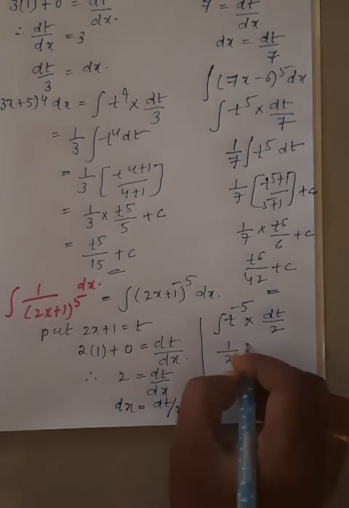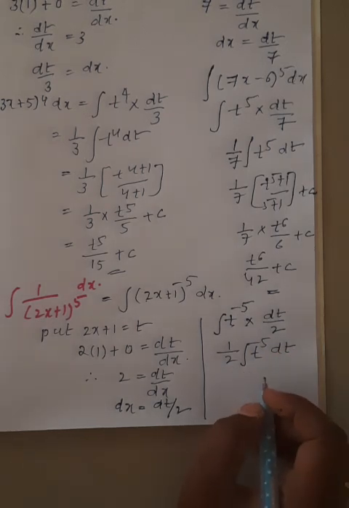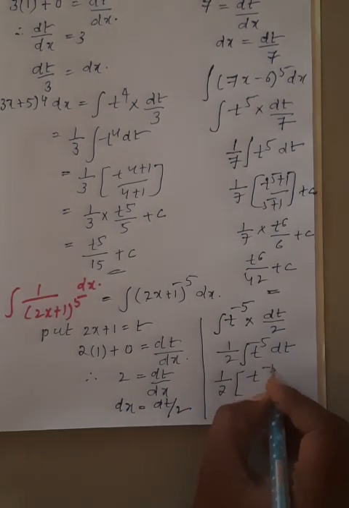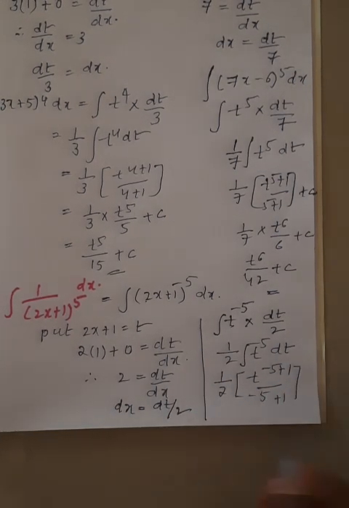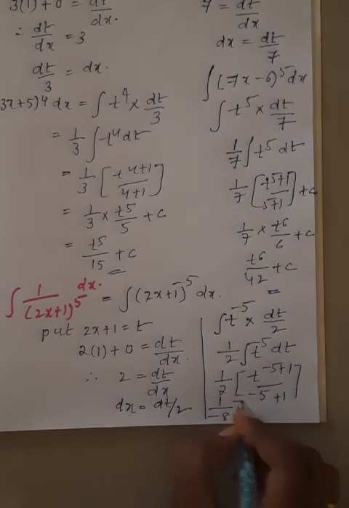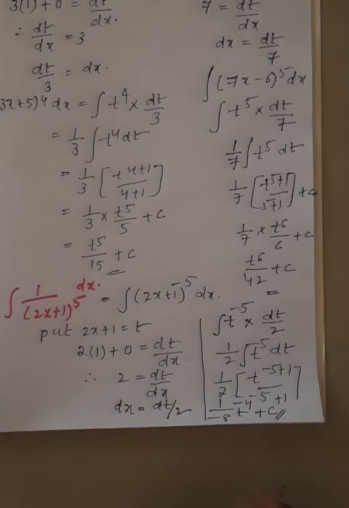Therefore, 1 by 2 integration of t power minus 5 into dt. So this is one of the standard results. We should write it as 1 by 2 into t power minus 5 plus 1 by minus 5 plus 1. So minus 5 plus 1 is minus 4. Minus 4 into 2 is minus 8. Therefore 1 by minus 8 into t power minus 4 plus c. So this is our final result for the given question.